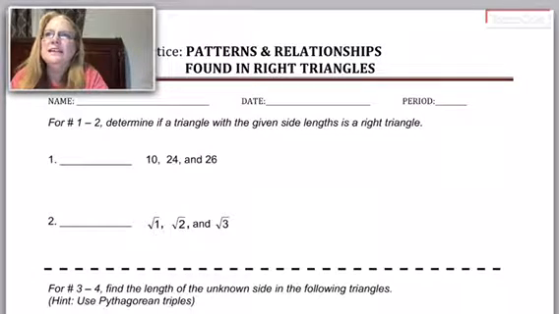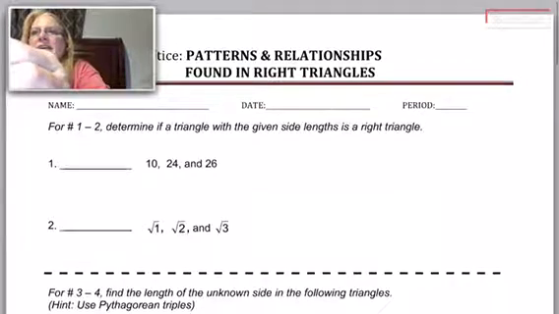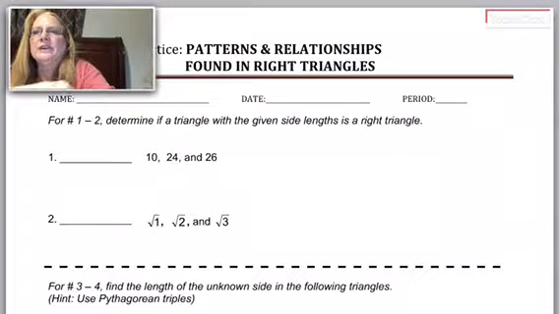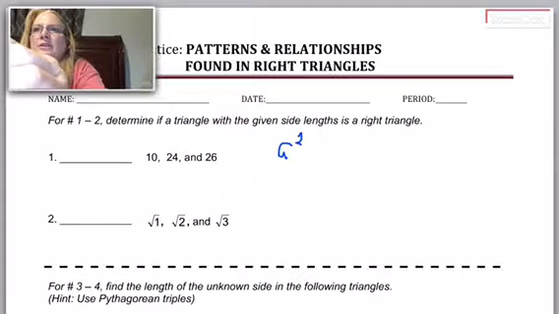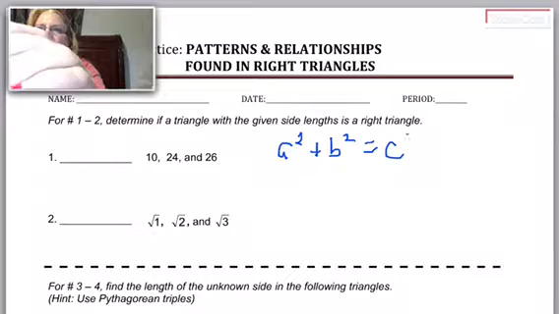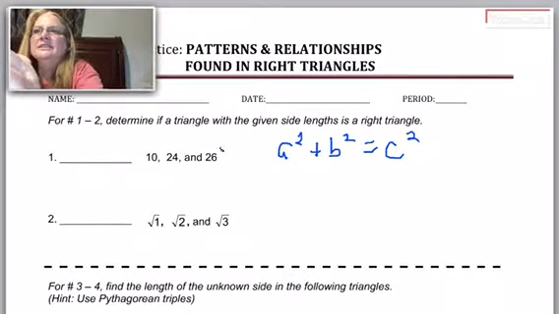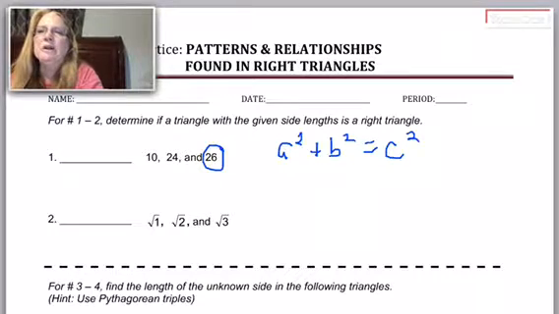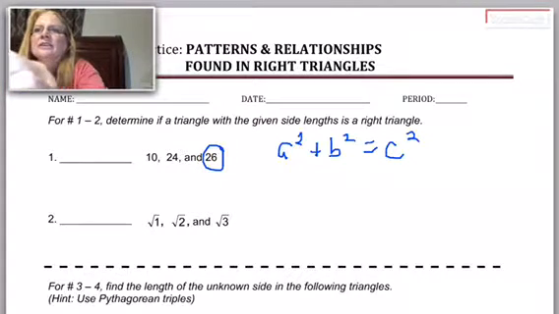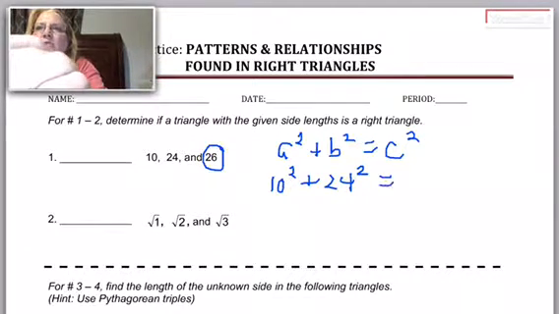So all we need to do is see if a squared plus b squared equal to c squared is true. Keep in mind that c always has to be the biggest side. Looks like they put them in the right order, but you do need to check. So that means is 10 squared plus 24 squared equal to 26 squared?